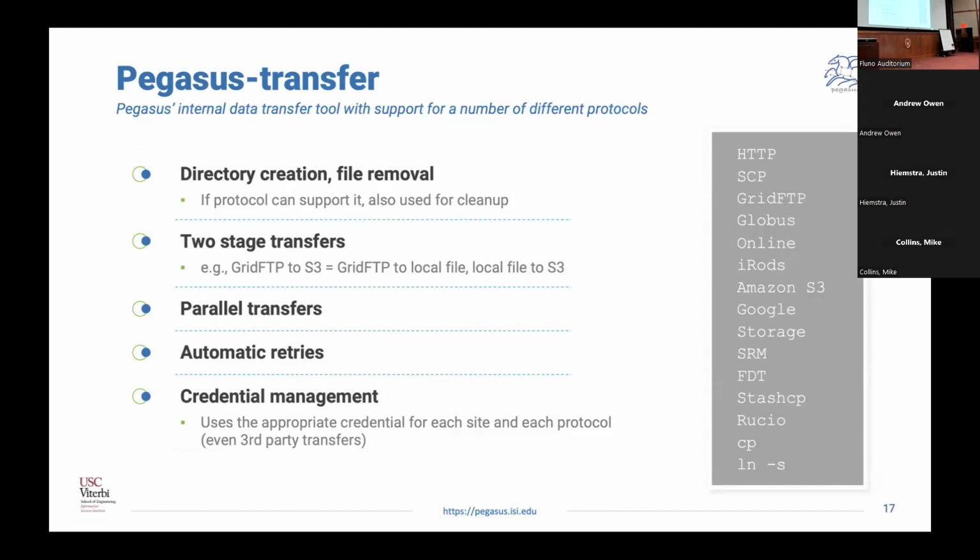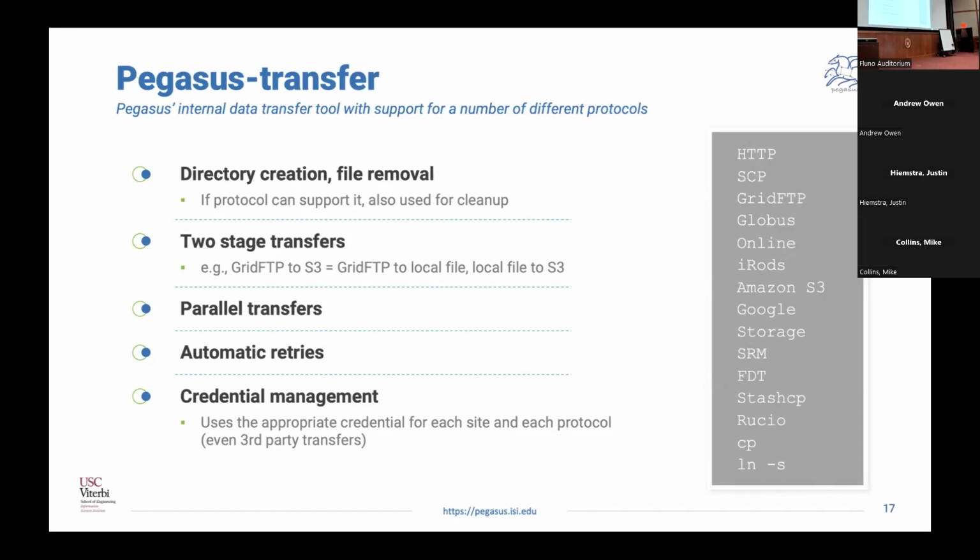for this, we end up using Pegasus Transfer, which is the internal data transfer tool with support for a number of different protocols. So using Pegasus Transfer, we end up creating directories. We end up removing files that are no longer required for the workflow. It does two-stage transfers. For example, your input data sets could be on grid FTP, and then your intermediary data staging server is an S3.